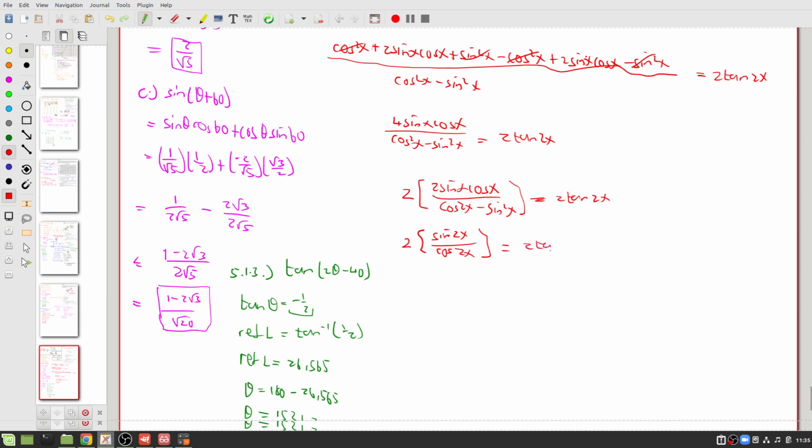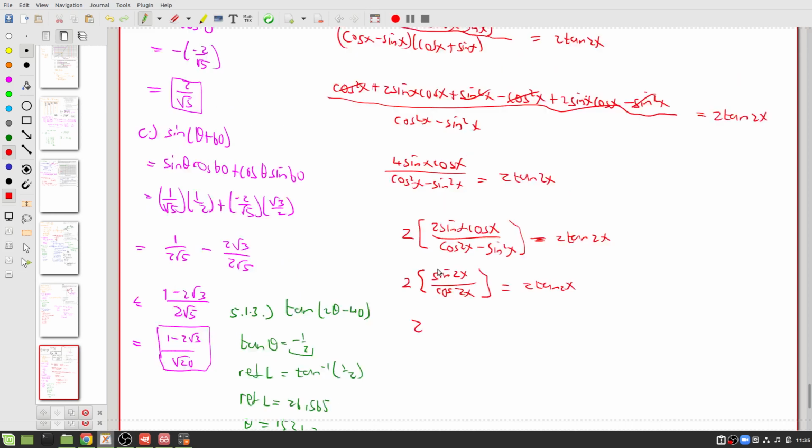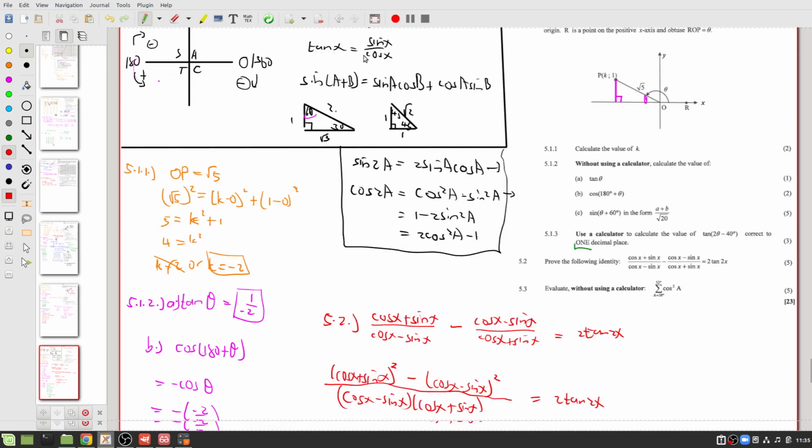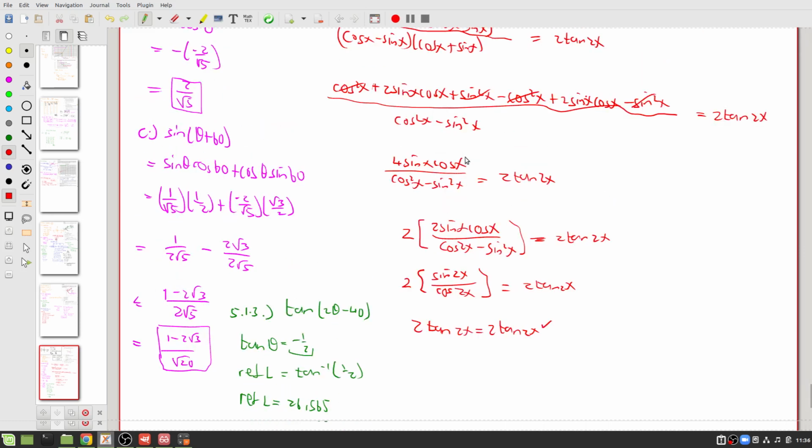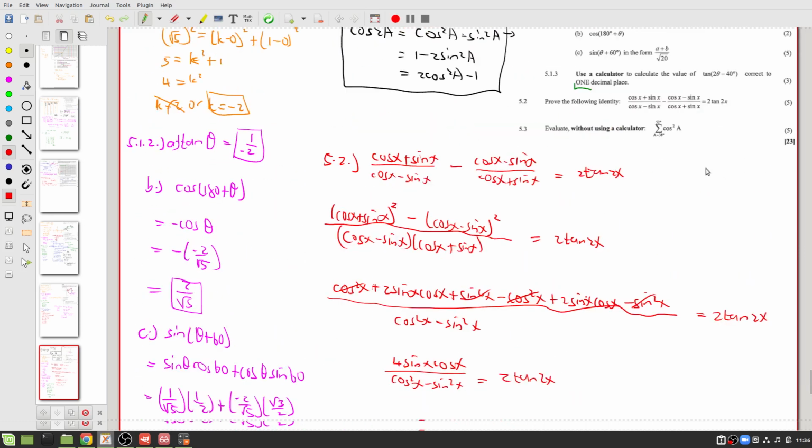Equals 2 tan 2x. Okay, and now we know that sine over cos, if it's the same angle, that's sine of 2x over cos of 2x, sine over cos is tan. We had that right at the top here. So tan of some angle is sine of some angle divided by cos of that same angle. So we've got 2, and then we've got tan of this angle, 2x. So 2 tan 2x equals 2 tan 2x. Perfect. Great stuff.